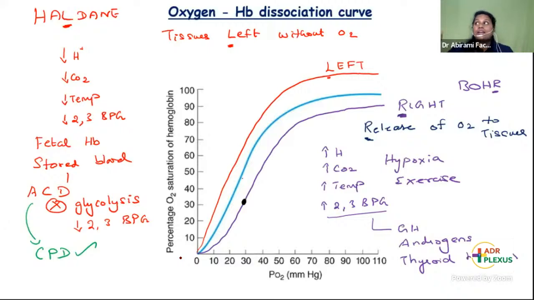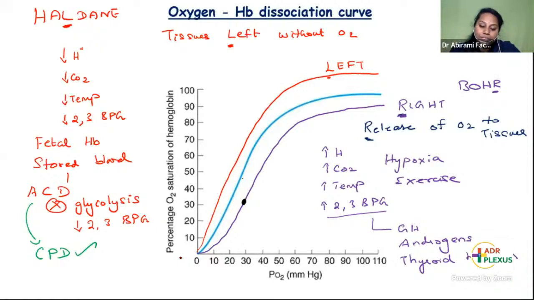Left shift, tissues are left without oxygen, which means where is the oxygen? Bound to hemoglobin. So on the left side, any factor which causes increased affinity of oxygen to hemoglobin will cause a left shift. When we say left, it means something negative, so we'll put all decreasing factors: decrease in H plus, decrease in CO2, decrease in temperature, decrease in 2,3 BPG, fetal hemoglobin, stored blood. All this can cause a left shift of the curve. So that is called the Haldane effect. Very, very important topic. Repeatedly, every year, questions are asked from this topic.